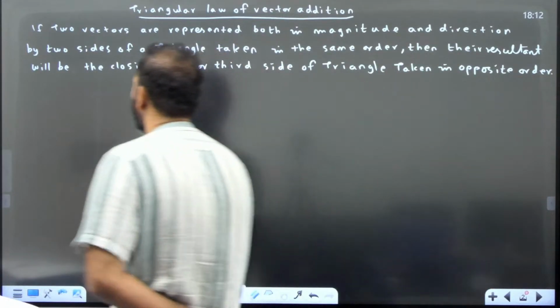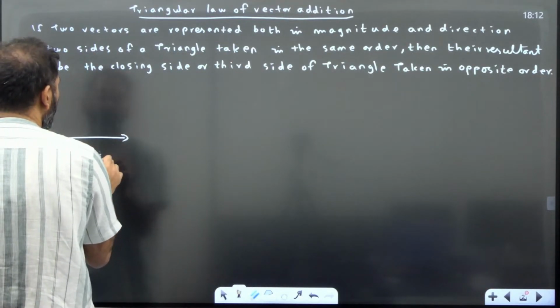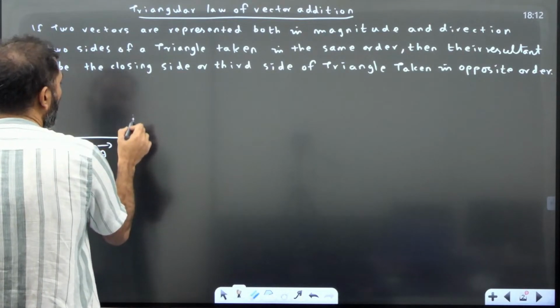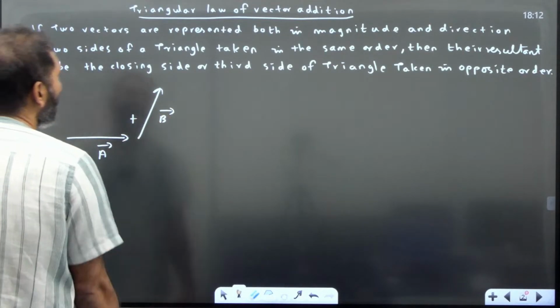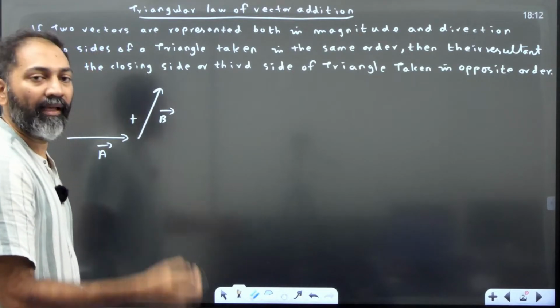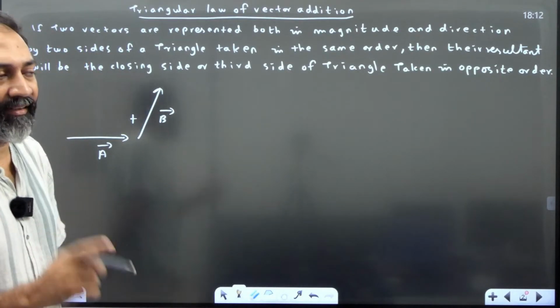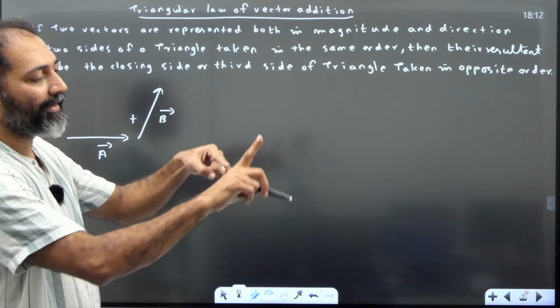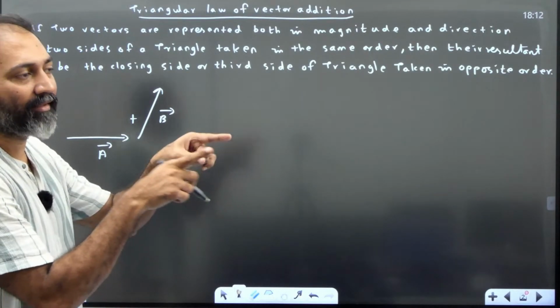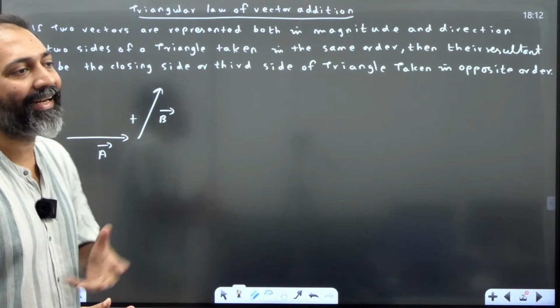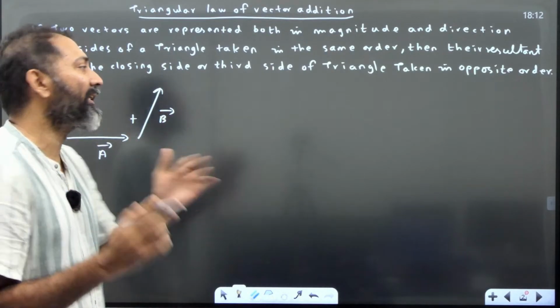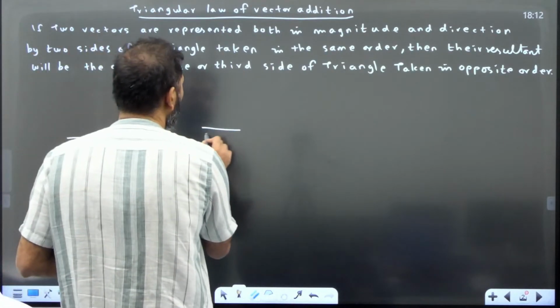So I will explain. Suppose this is a vector and we have to add b vector. See, now these two vectors are at an angle. So we are using the triangular law of vector addition when vectors are inclined at an angle. Vectors are not in the same direction, not in the opposite direction. Vectors are inclined at an angle means what? Vectors are tilted. Then what will be the resultant?